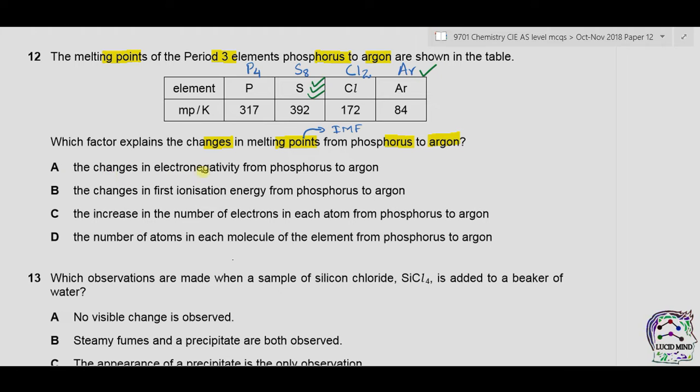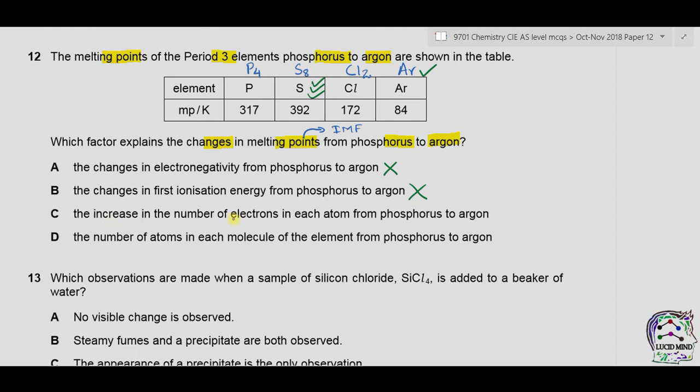A. The changes in electronegativity from phosphorus to argon. As we are studying molecules of similar atoms, electronegativity does not have anything to do with intermolecular forces. Part B. The changes in first ionization energy from phosphorus to argon. This is also incorrect because first ionization energy does not have anything to do with the intermolecular forces.